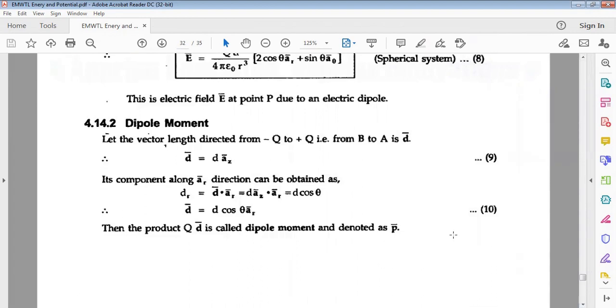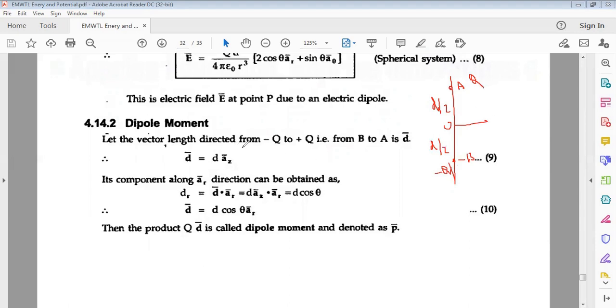Dipole moment. Let the vector length directed from the minus q to the plus q, from the point B to the point A, be d bar. So in the electric dipole, point A is on the positive z-axis and point B is on the negative z-axis. From the origin, the distance to point A is d by 2, and the distance from the origin to point B is d by 2. At point B the charge is minus q, and at point A the charge is plus q.